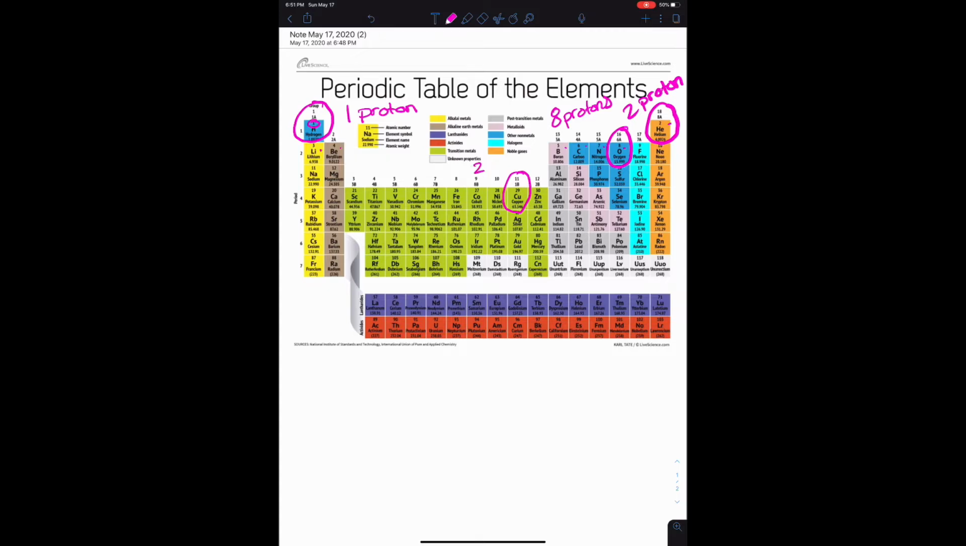And now I'm going to circle copper. It has 29 protons. And I'll circle down here uranium, which has 92 protons. Uranium is one of those elements that we use in making nuclear weapons or nuclear power. Copper we use to make a lot of our water pipes out of, and pennies, obviously.